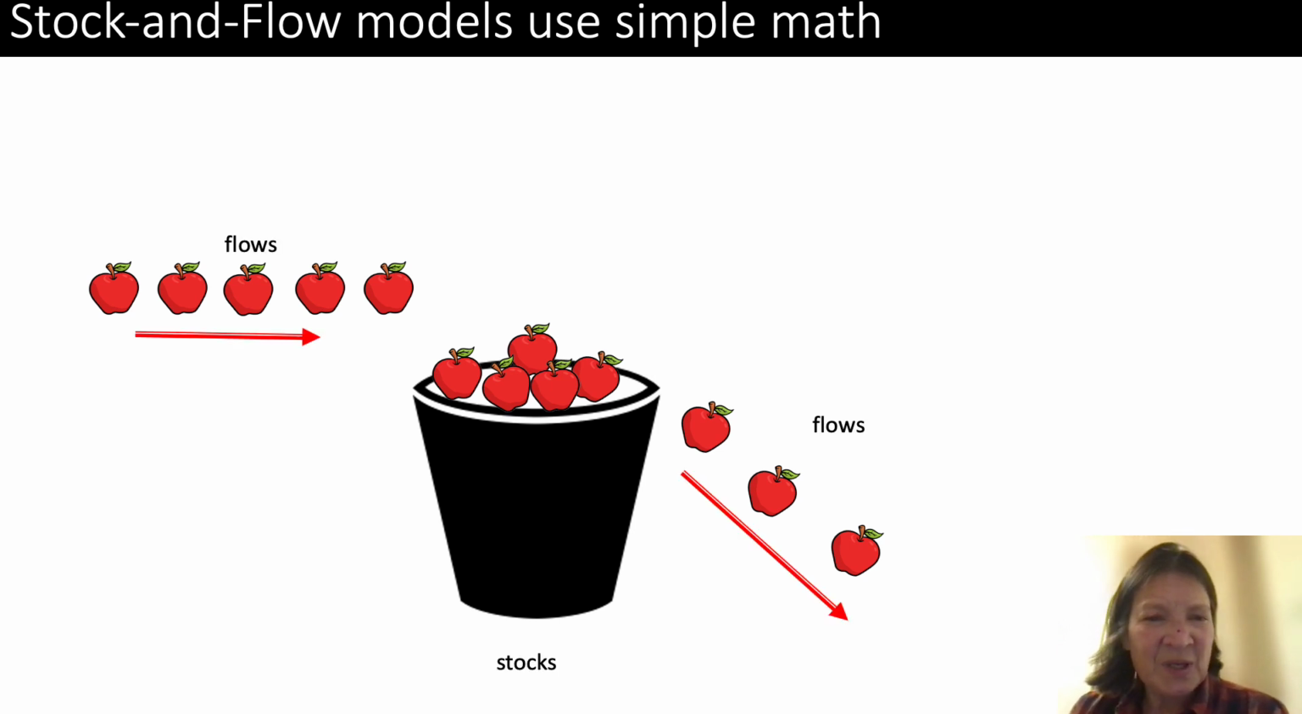So the apples into the bucket and falling out of the bucket are called flows. And so you can see if there are more apples flowing into the bucket than out of it, that the stock will build up. And if there are more leaving, then the stock will get depleted. So that's the basics of a stock and flow model.